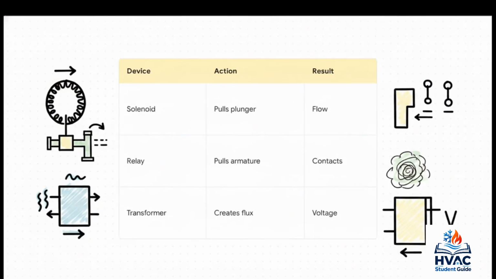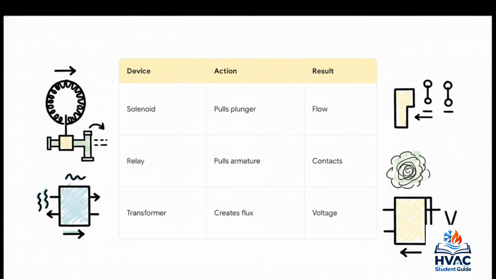Which brings us nicely to Section 3, components driven by coils. So let's look at how these energized coils, which again are literally just electromagnets, actually do physical work for us. When current flows through the coil of a solenoid valve, it becomes a magnet and pulls an iron plunger, which then opens or closes the flow of refrigerant or water. A relay or contactor does something very similar. It pulls an armature to mechanically open or close electrical contacts for things like compressors or fan motors.